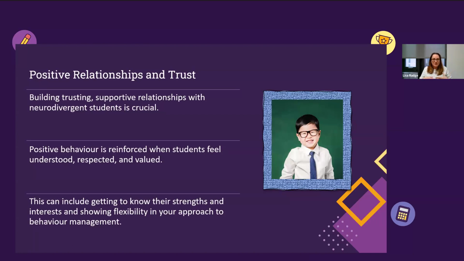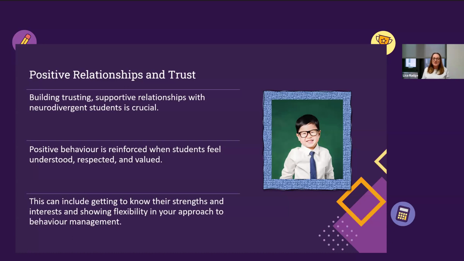When we feel understood, when we feel respected, and when we feel valued, is when we behave in a calm, rational way. When we're open to suggestions, when we're open to what's happening around us. So by building those positive and trusting relationships, what we're doing is helping them carry that stress backpack, aren't we?